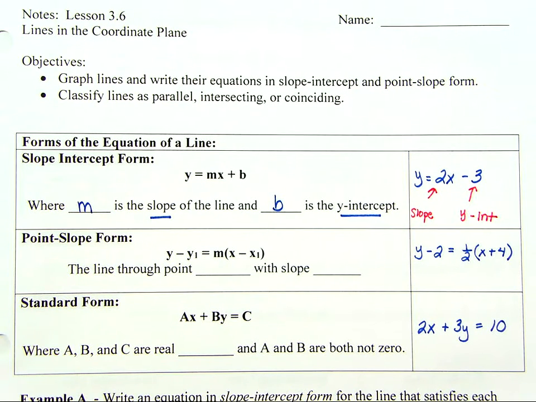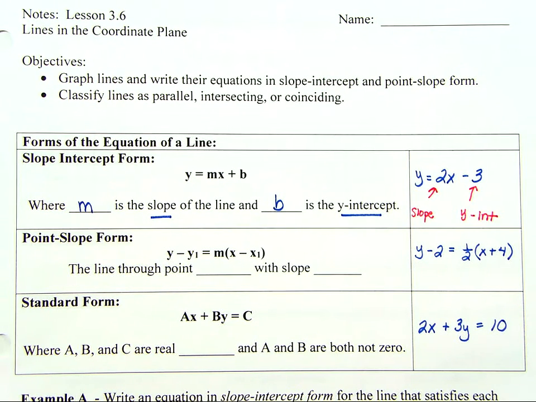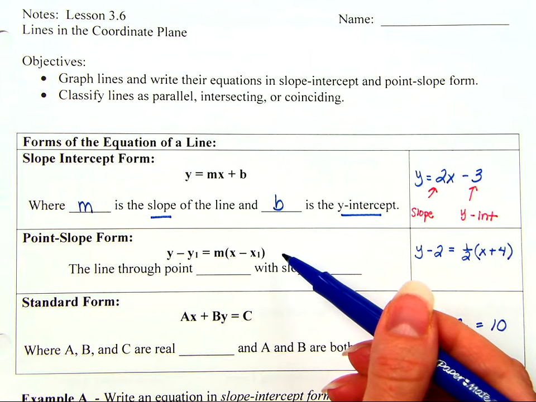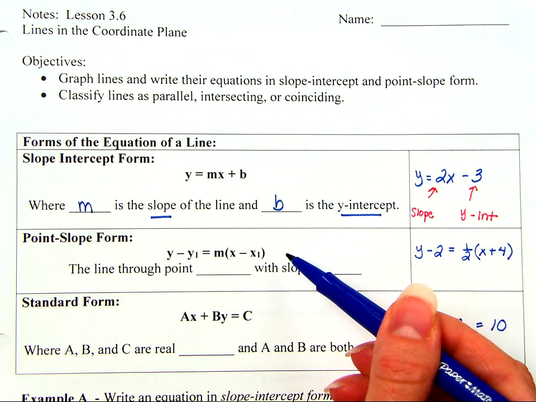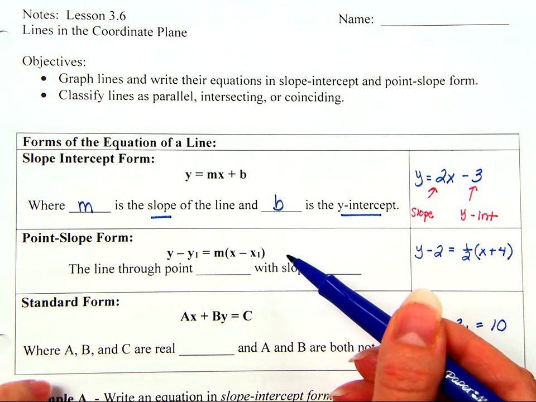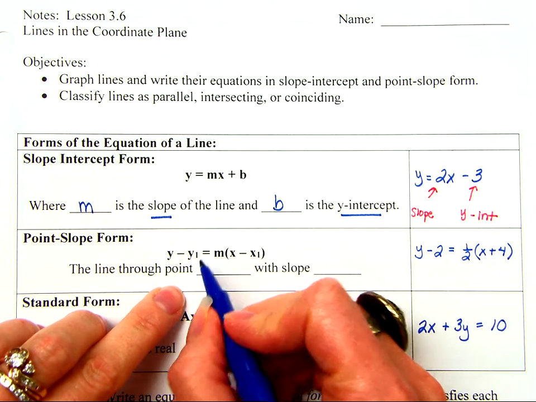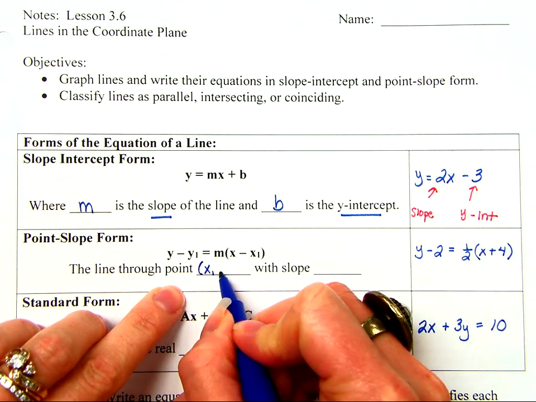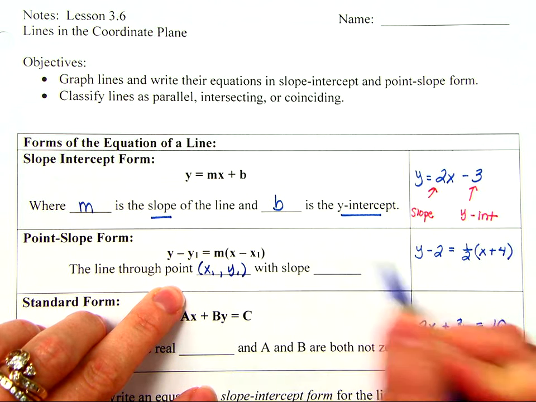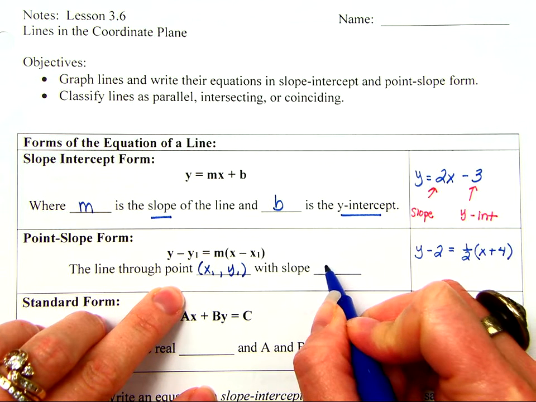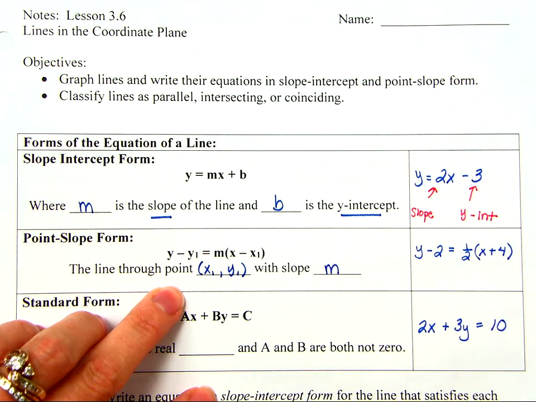The second form that we're going to review is called point-slope form, and it is just that. It has a point and it has the slope. So when you look at the equation of that line, y minus y1 equal to m times the quantity x minus x1, the point on my line is going to be x1, y1, with the slope of m.